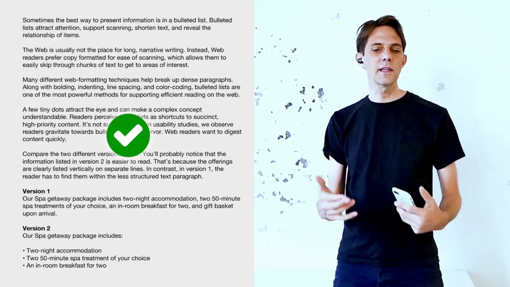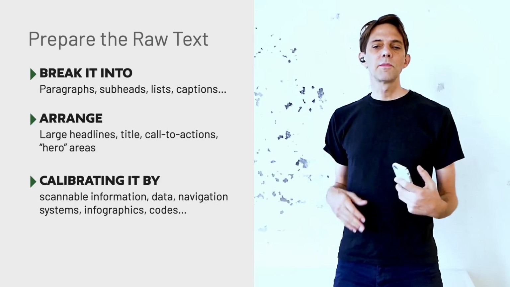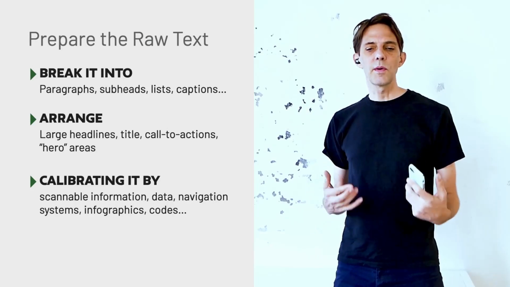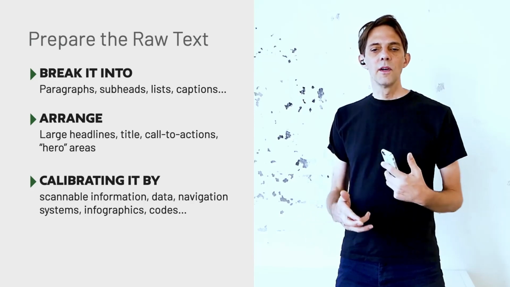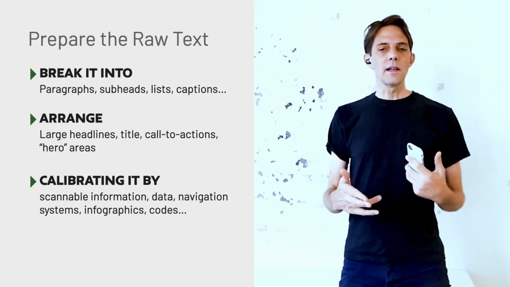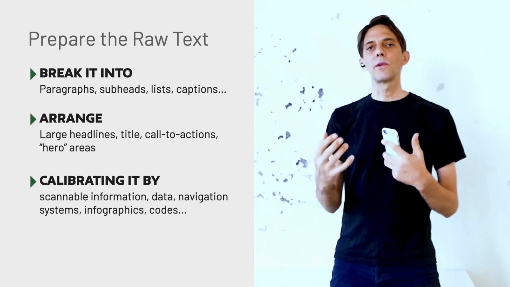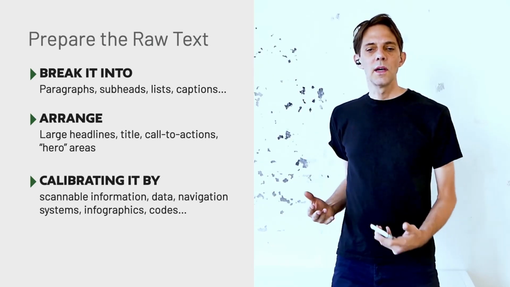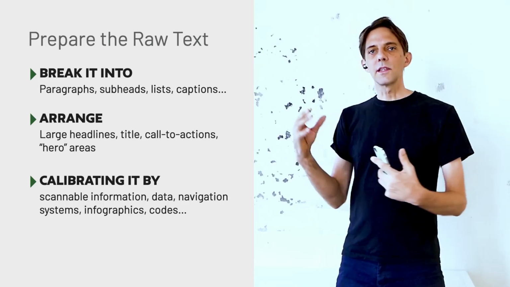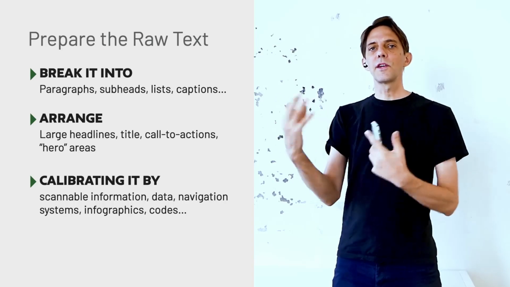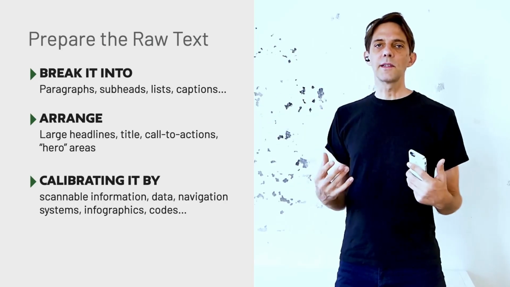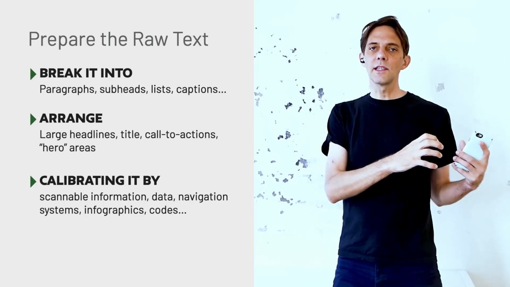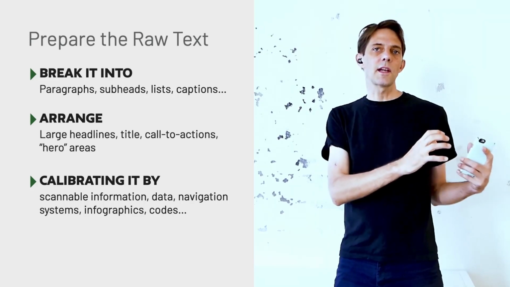And we can have headlines, we could have bullet lists. So we should break it down into paragraphs and subheads, and lists and captions, and have larger headlines, a title, a call to action that stands out for what we're supposed to do, and top images that can lead us right away. And we should calibrate all this and make them all different classes. So that would be our CSS classes to program.